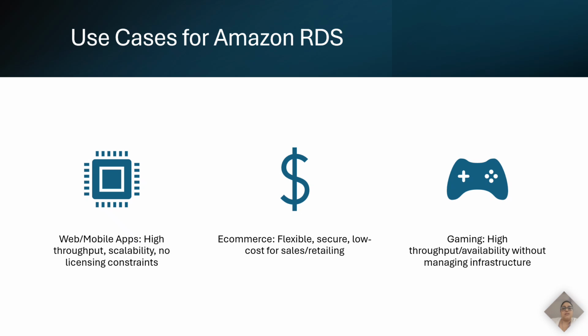Amazon RDS excels in scenarios needing relational data handling. For web and mobile apps, it provides high throughput and massive storage scalability, with high availability fitting variable usage without licensing hassles. E-commerce businesses benefit from its flexibility, security, and low cost for online sales, ensuring smooth transactions during peaks.